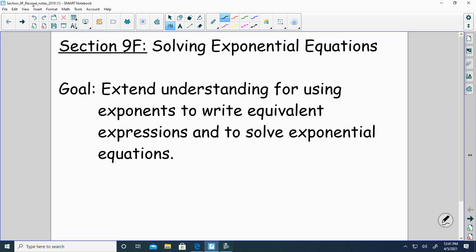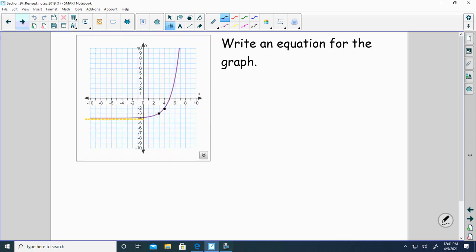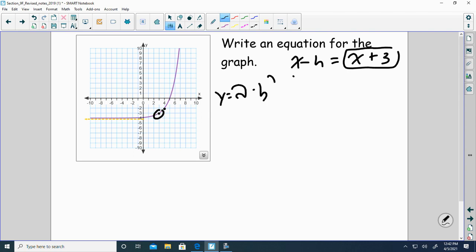All right. So we were here. So we talked about the h minus k. We talked about this value here. So this means that it's going to be x plus 3. So when I use my equation, y equals a times b to the x minus h plus k, I found my k value to be -4.